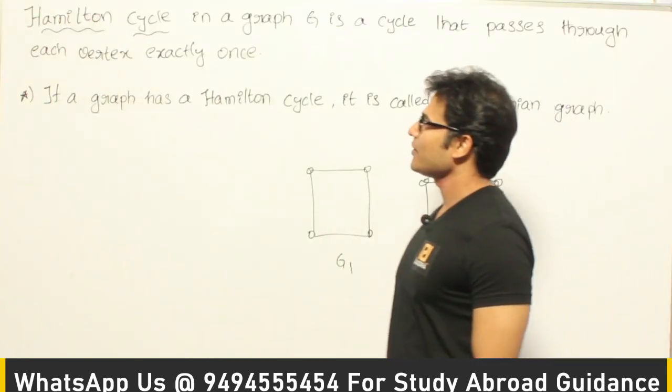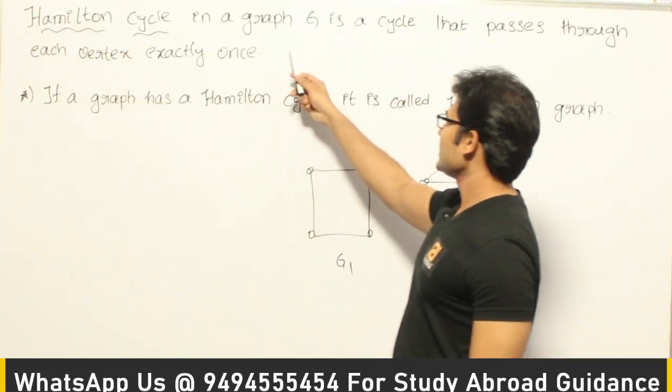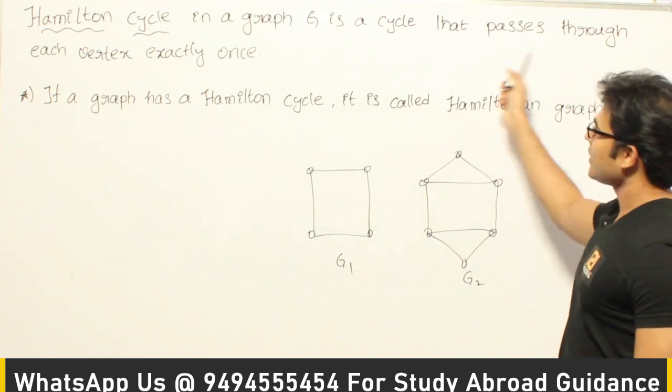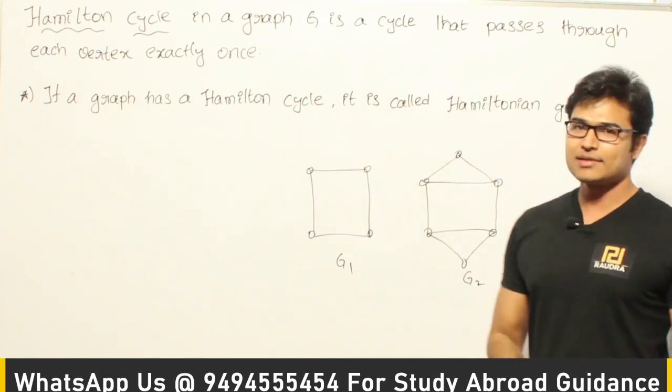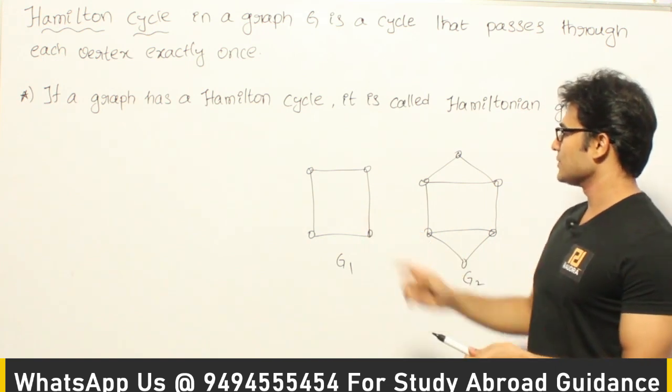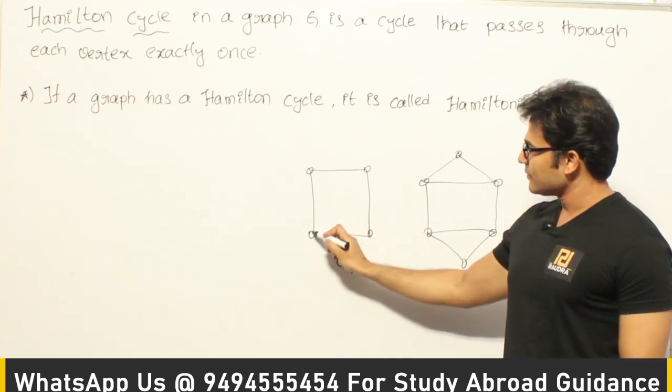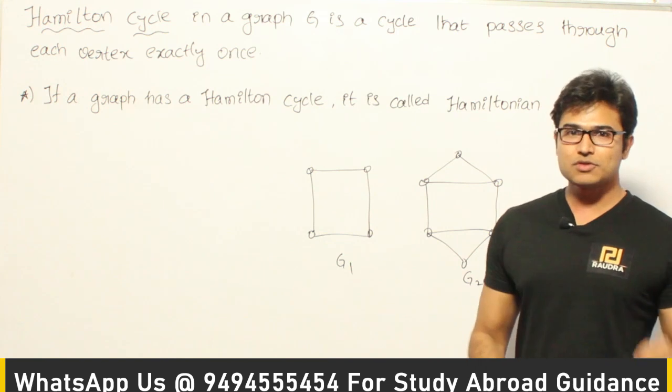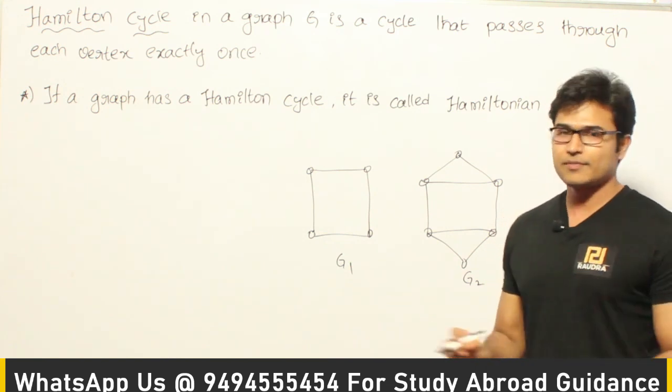Now let's see this concept of Hamilton cycle. A Hamilton cycle in a graph G is a cycle that passes through each vertex exactly once. So now if you look at this graph, if you have a cycle, what is the cycle? It should start and end at the same vertex, right?